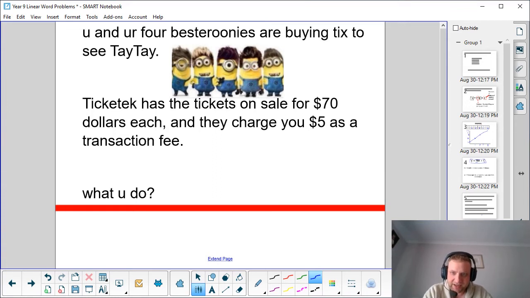So Ticketek has the tickets. They're on sale. They're $70. Pretty cheap for a concert these days, but they're $70 each. And Ticketek being the way they are, they're going to charge you $5 to print them off yourself, right? $5 is a charge to just go to their website and buy them, right? And then the question is like, how much money do you need to buy your 5 tickets from Ticketek?